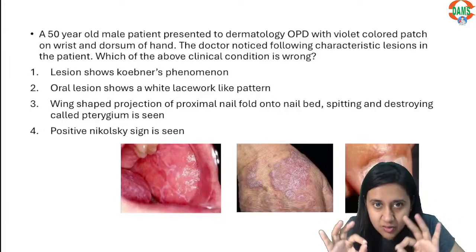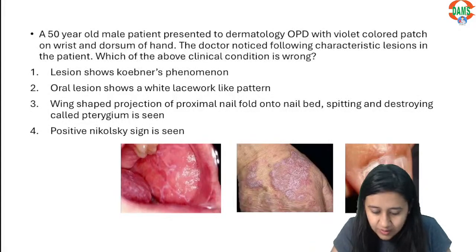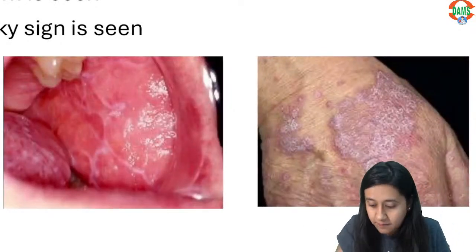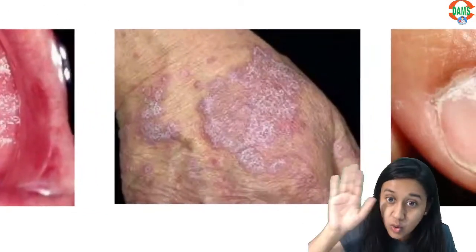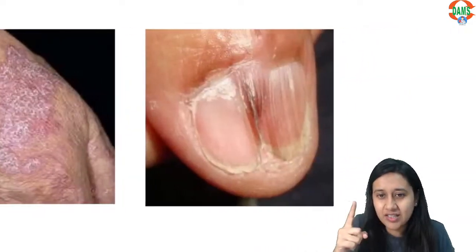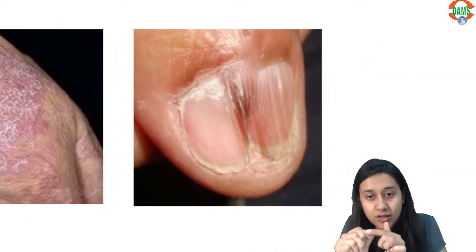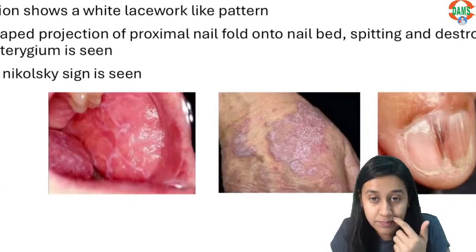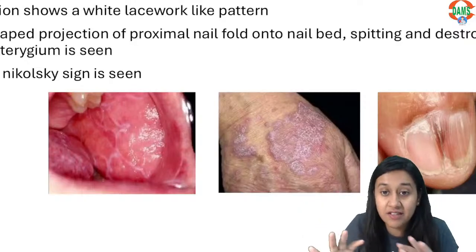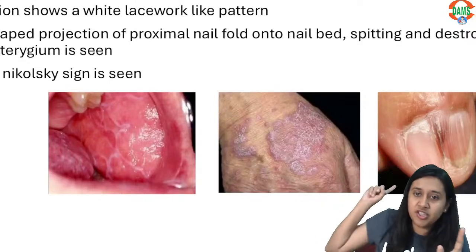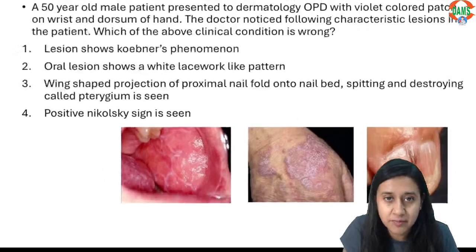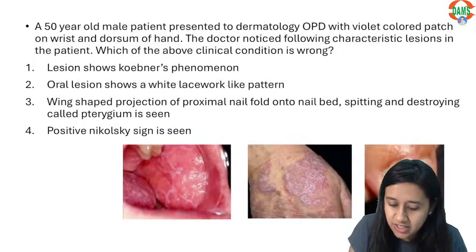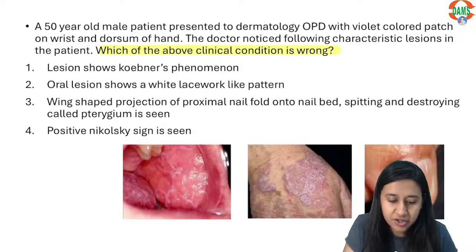Now let me just zoom this picture and let's see what is given here. Some white lacy lesions in the oral cavity. Okay. Some white lacy lines on the lesion. And can you see this? A very characteristic dorsal pterygium. The first picture is oral reticulate LP. The second picture here, this is the Wickham striae, and the third picture here, this is your dorsal pterygium, characteristic feature. Now they are asking you which of the following statement is wrong about this condition.